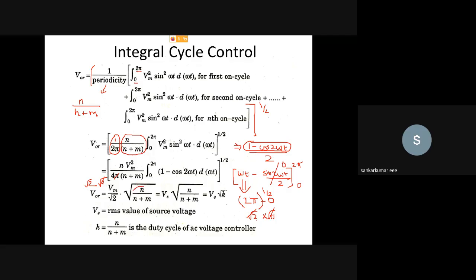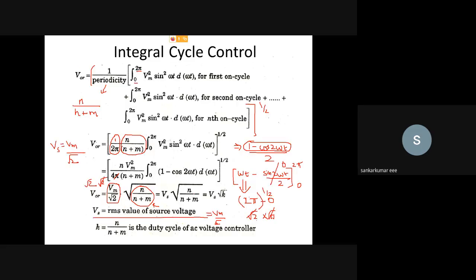As I have already told, n by n plus m will be k. So it can be written as root of k, and Vm by root 2 is nothing but your source voltage RMS value. The RMS value of source voltage will be Vm by root 2. So that can be written as Vs into root of k. So Vs is the RMS value of source voltage, that is Vm divided by root 2, and k is equal to n by n plus m. It is the duty cycle of the AC voltage controller.